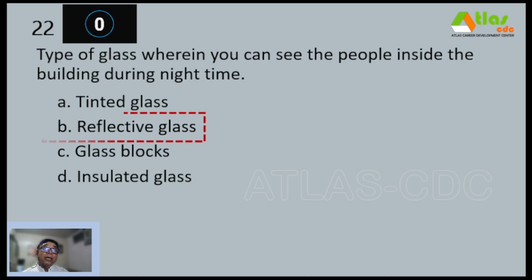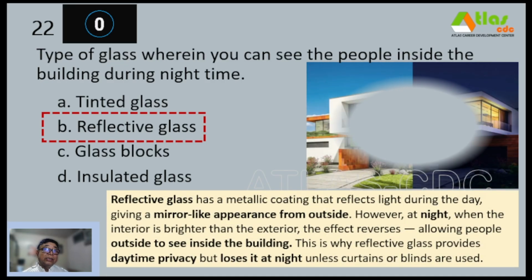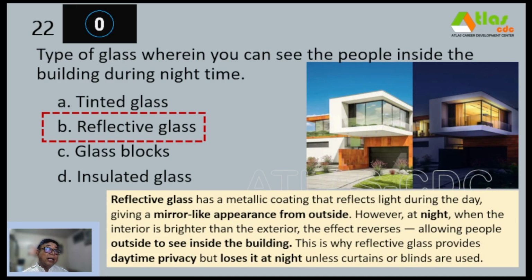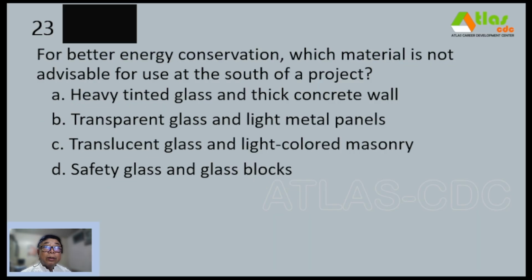And our correct answer is letter B, reflective glass. So reflective glass has a metallic coating that reflects light during the day, giving a mirror-like appearance from outside. However, at night, when the interior is brighter than the exterior, the effect reverses, allowing people outside to see inside the building. This is why reflective glass provides daytime privacy but loses it at night, unless curtains or blinds are used.